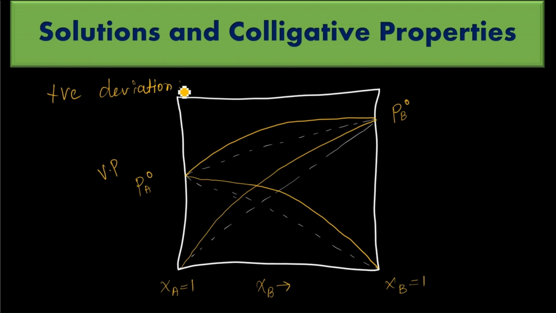Here you can see it is showing higher than predicted by Raoult's law, so the actual is greater than ideal. So the yellow ones are positive deviation. Okay, so now we understood what positive and negative deviations are.